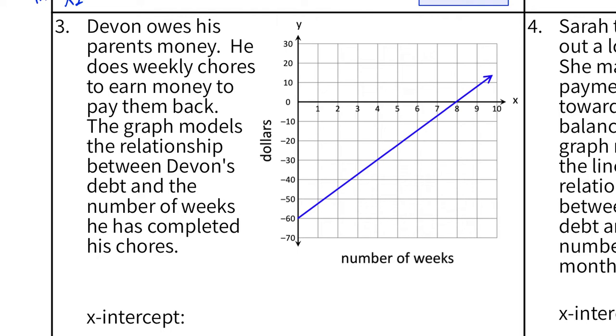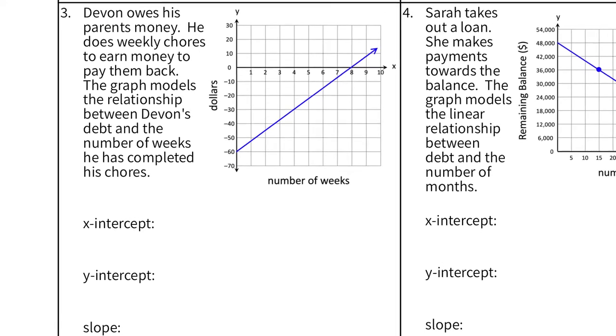The graph models the relationship between Devin's debt, so the money, and the number of weeks he has completed his chores. So here's our graph. On the x-axis, that's the number of weeks. And on the y-axis, that's dollars. Okay, so we're going to start with, it says x-intercept.